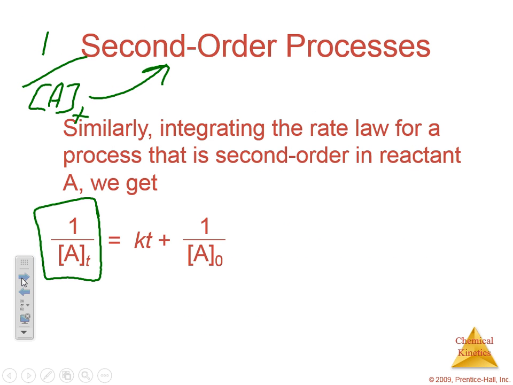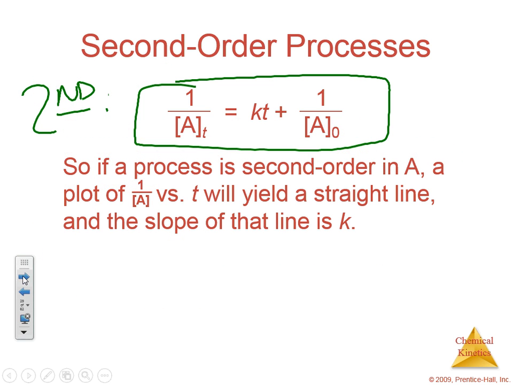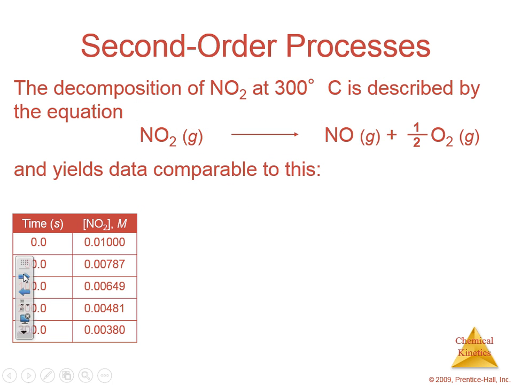Now, what happens if we throw in a second reaction and get a second order process? Well, similarly, we integrate with calculus, and what we get is 1 over At is equal to kt plus 1 over A0. Again, At is the concentration at a given time. A0 is the initial concentration. If we break this up, this is going to be our equation. If we graph this as a second order reaction in A, 1 over A versus t will yield a straight line. So let's take a look at this type of example.